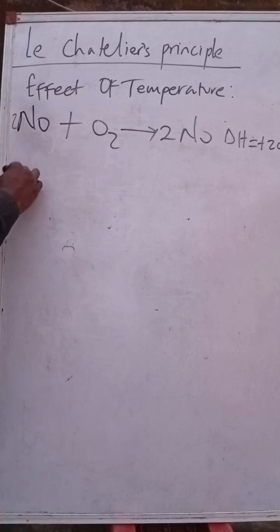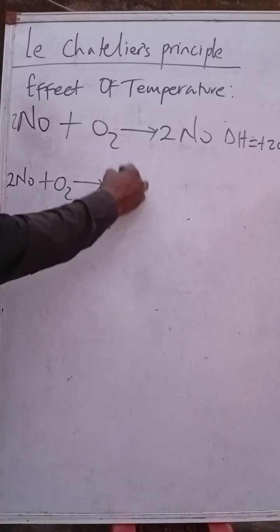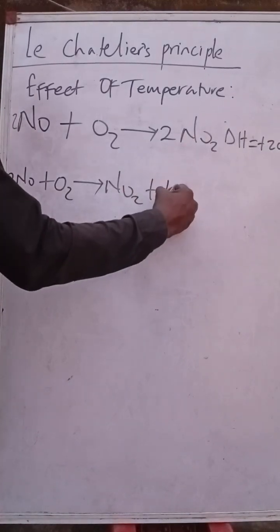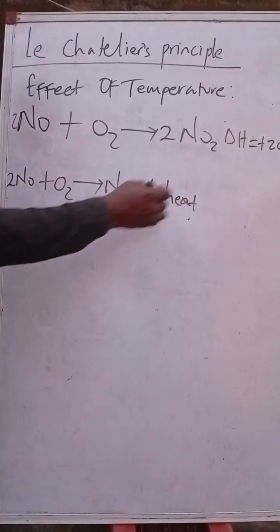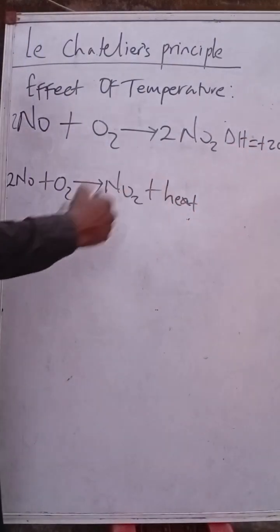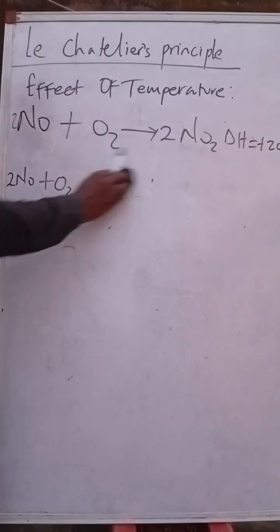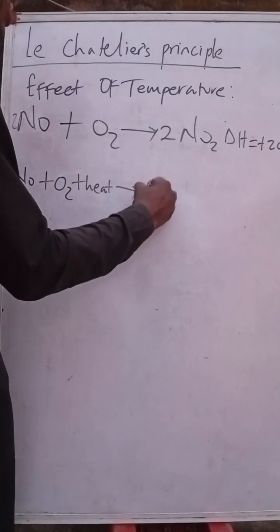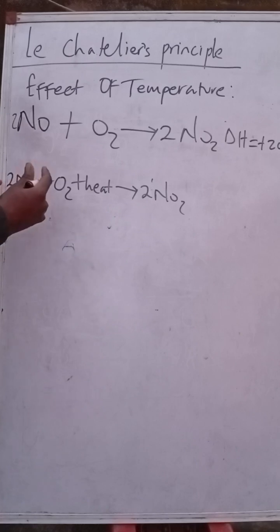It means that 2NO plus O2 gives NO2 plus heat. That will be wrong. Why is it not plus heat? Because it is endothermic. It means that heat is absorbed. When heat is absorbed in an endothermic reaction, you simply add heat to the reactant side. So it is endothermic, meaning absorbing heat. The reactants are absorbing more heat. That's why it is endothermic.